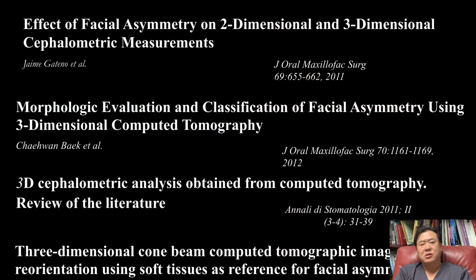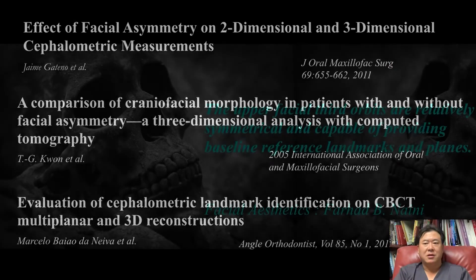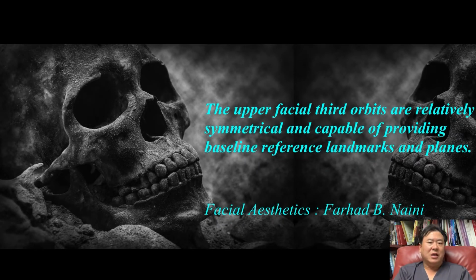We have many literatures about how to find proper midline. In Facial Aesthetic Journal, Farhad Naini argued that the upper facial third, the orbital area, is relatively symmetric and stable. The maxilla and mandible always receive compression and torsion, and their bone gradually remodels and becomes asymmetric over years. But the orbital area is likely to retain original symmetry, and that's what we want to use to find the skeletal midline.